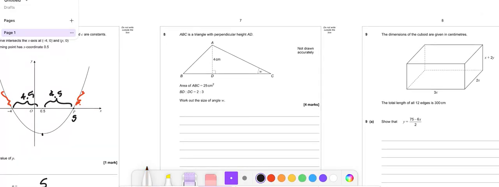Okay, work out the size of angle W. B to D, D to C is in the ratio 2 to 3.